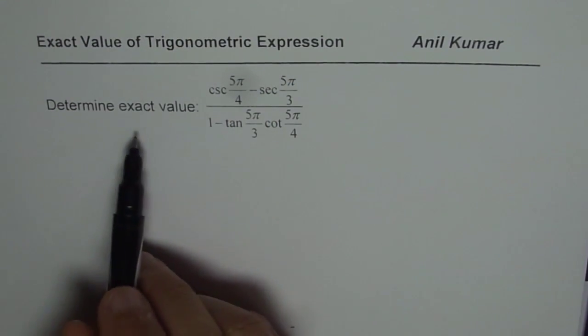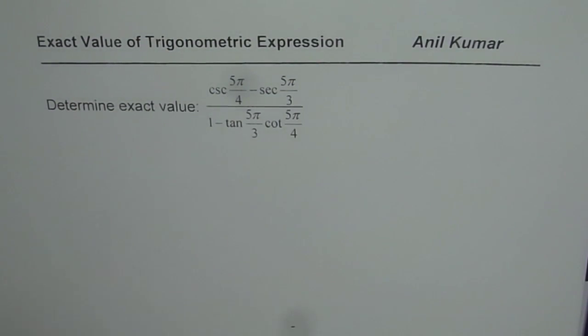You need to determine the exact value of (cosecant 5 pi by 4 minus secant 5 pi by 3) divided by (1 minus tan 5 pi by 3 cotangent 5 pi by 4). You can pause the video, answer the question, and then look into my suggestions.